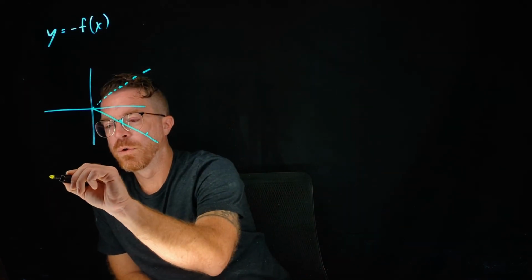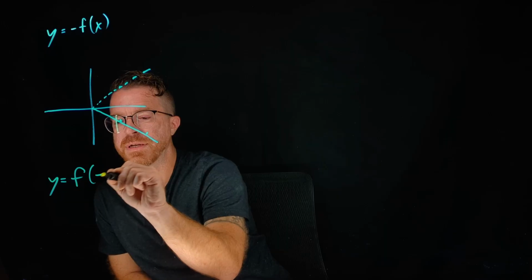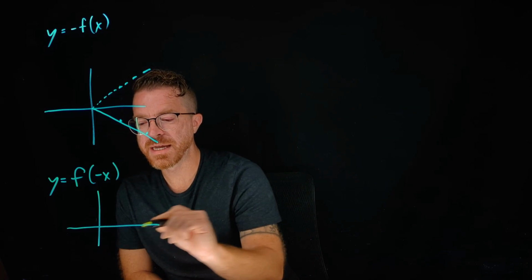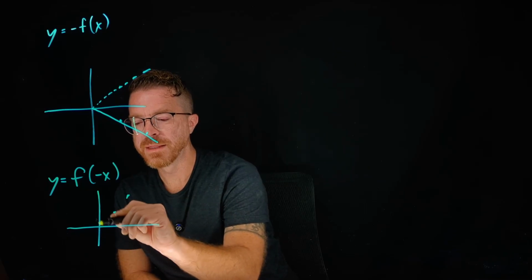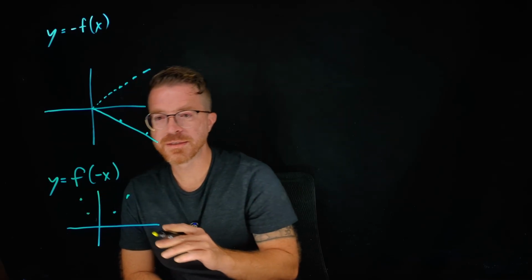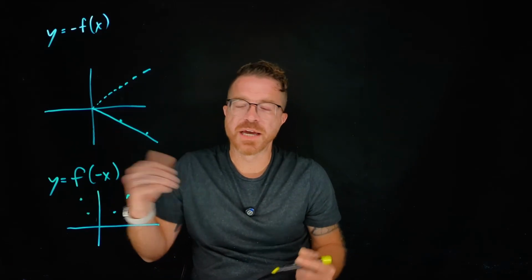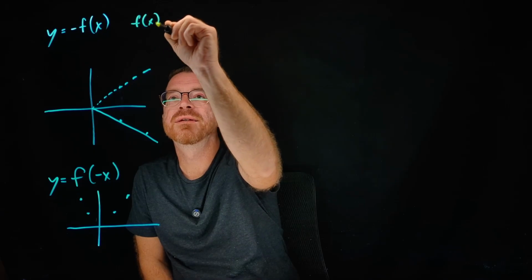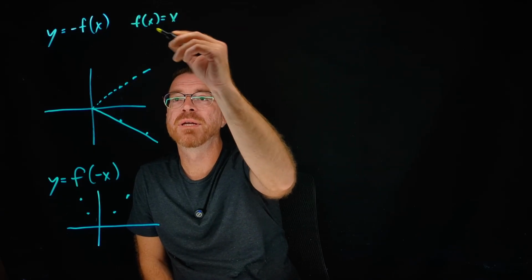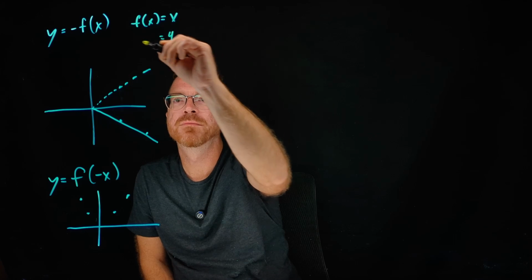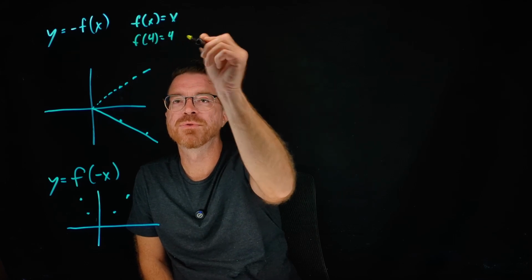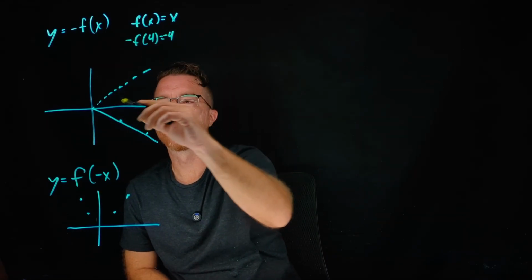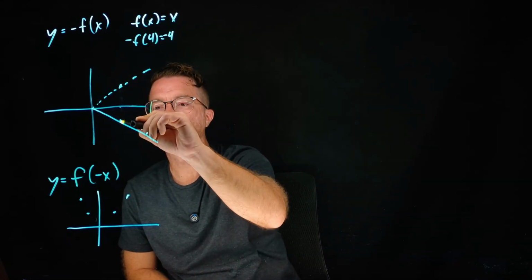If I had y equals f of negative x, this is going to reflect over the y-axis, right? So this means that if I had some value here, this would be equivalent to flipping it over the y-axis. Again, this would be something like, let's say f of x is just equal to x. So if I have f of x equals x, and I'm plugging in 4, this would be equal to 4. So f of 4 equals 4. If I were to take the negative of that, so negative f of x, negative 4. So instead of it being equal to 4, it's now equal to negative 4.